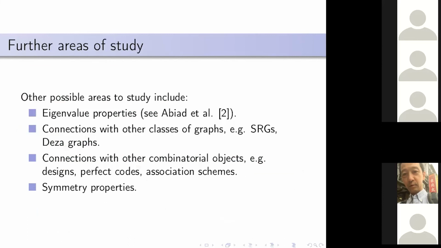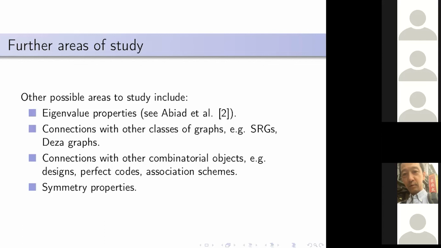Okay, and let me finish with some other directions. As Martin's presented before me, there's plenty to think about with eigenvalues. We can also think about connections with other classes of graphs. Strongly regular graphs are the obvious one. Other graphs like Daisy graphs, group divisible design graphs, anything's possible. We can also ask about connections with other combinatorial objects. We've seen connections with designs and perfect codes, and maybe association schemes next.